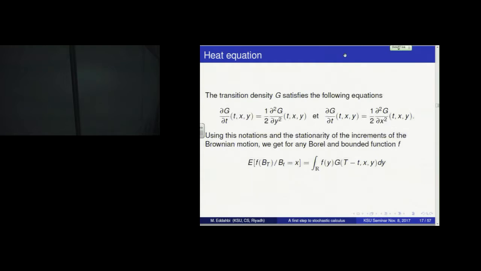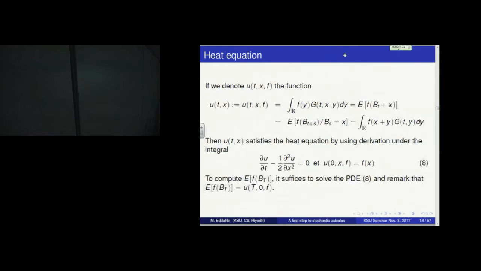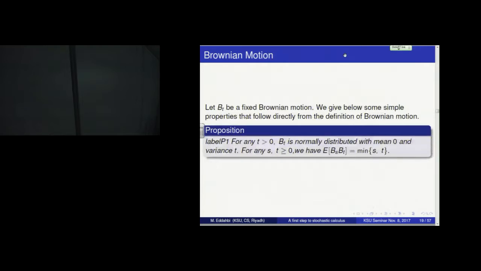So I may skip these slides. So this u constructed this way solves this PDE with this initial data. So, for example, in order to evaluate the expectation of f of B_t, just solve the PDE, right? And then evaluate and take the value at 0, u(t,0), with initial data f, right? So this is the corresponding part for that one.